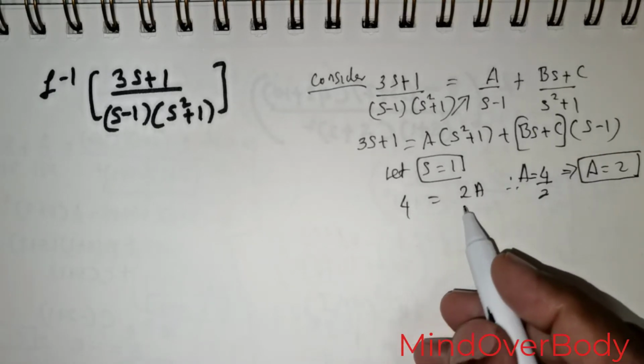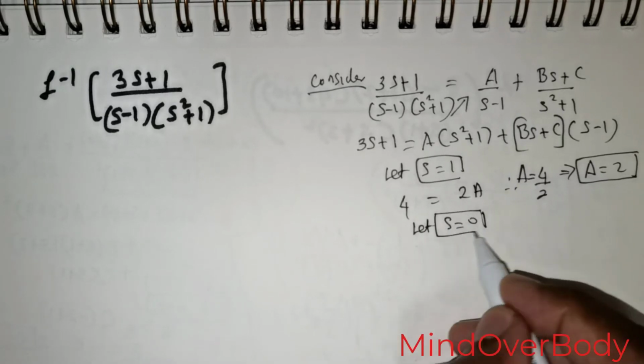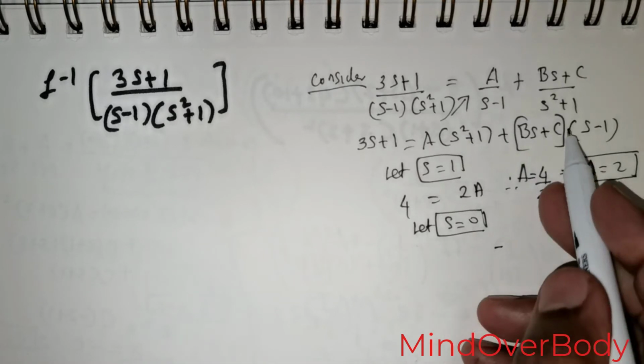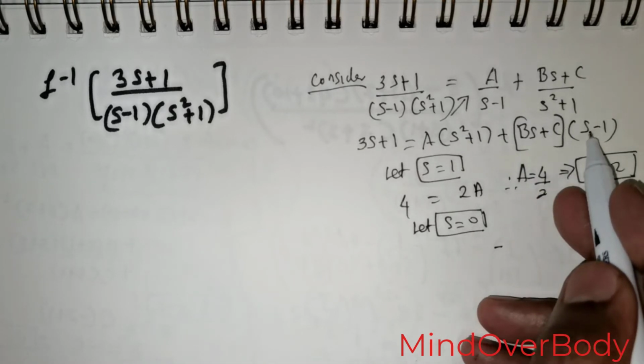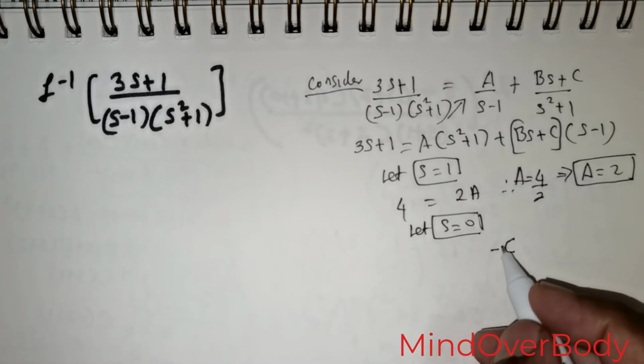Next what I would do is take s to be equal to 0. Now when I do that, this will vanish, b will vanish, my c will stand here, but s is 0, so the coefficient of c is going to be negative.